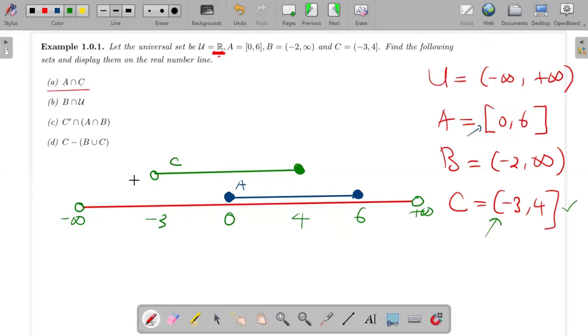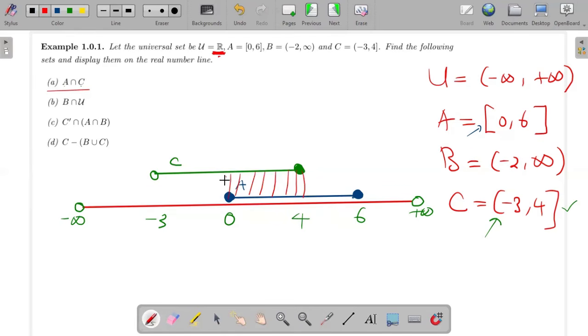Okay, so now I'm finding the intersection of A and C. So meaning I'm just looking at the part where A and C are actually overlapping each other. Okay, where one line is on top of the other. So we see that that part will just be starting from here, where I've shaded there, all the way up to there.